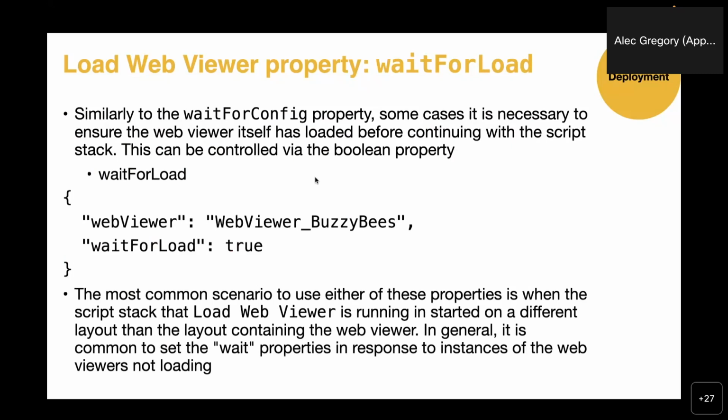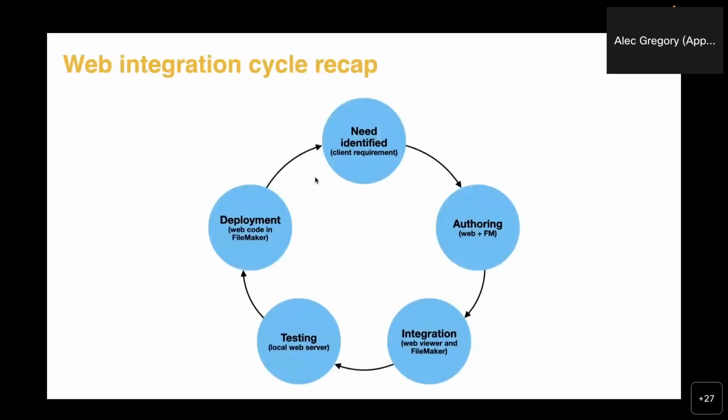I want to highlight these because a lot of the issues people have with web viewers is that they just aren't loading, or they're loading too often. That's one that's more in WebDirect. And the most common scenario where they're not loading is when the script stack starts in one layout and ends in a layout with a web viewer, and then the code doesn't deploy properly. So in that case, you would then look into using these properties. But generally, if you're troubleshooting, these properties are a good first point of call. Just turn them on, see if it fixes your issue. Again, full documentation is available for them.